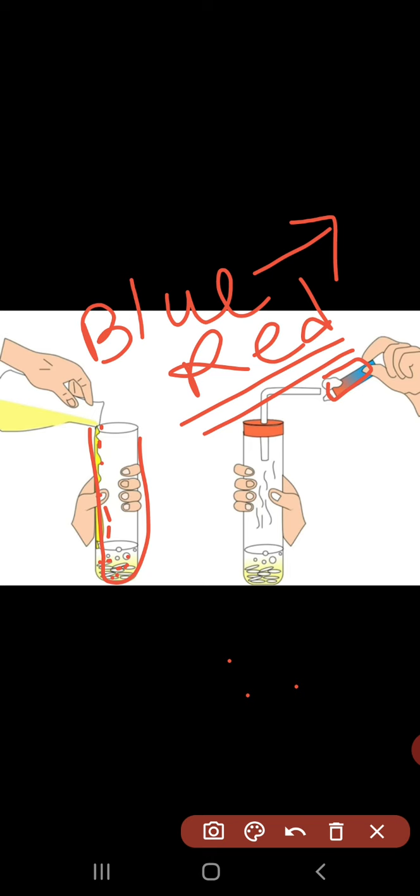It will show its indication only in the presence of water. That is in the case of wet litmus paper. And the separation of hydrogen ion from any acid, say HCl, cannot occur in the absence of water.